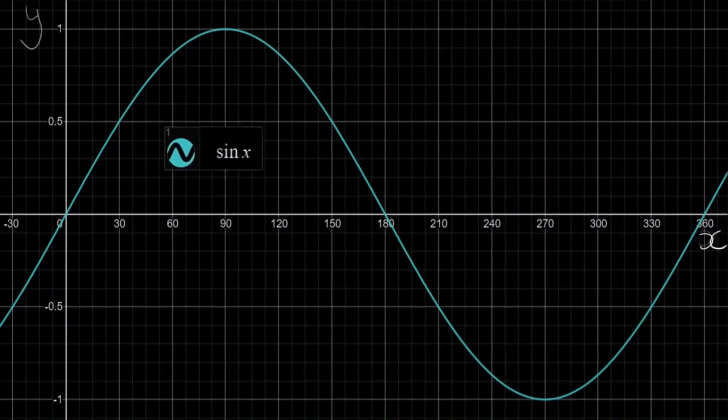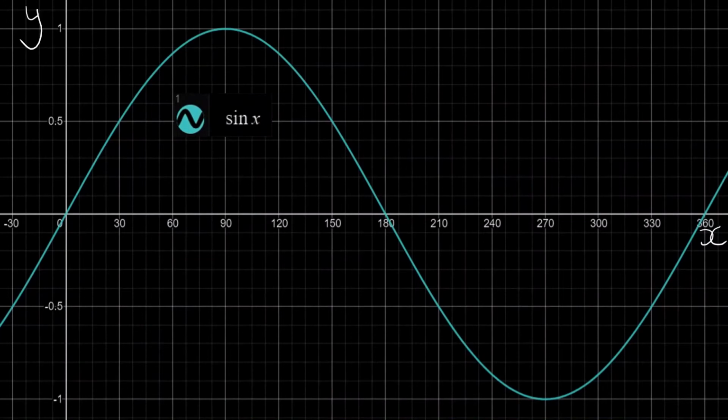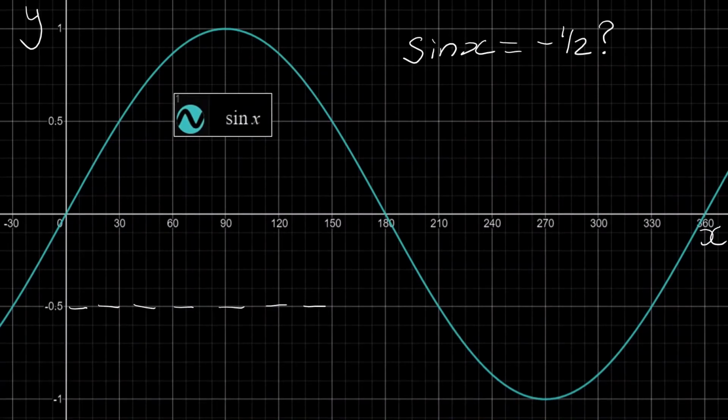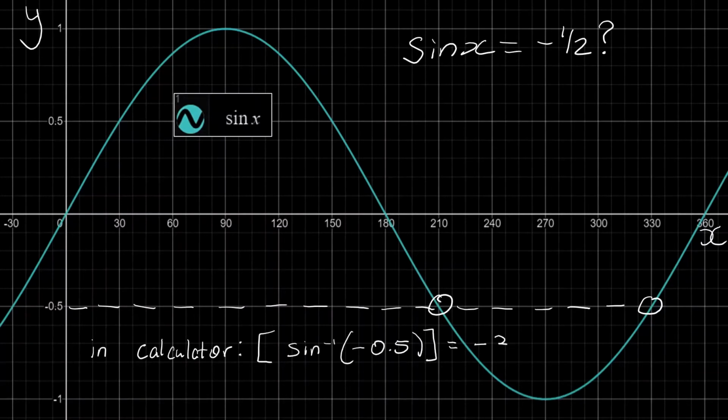And furthermore, if we try and work out where sine x equals negative a half, so we'll go along from negative a half, we can see that again there's two answers. But if we put in our calculator inverse sine of negative a half, what do we get out? We get out that it's equal to minus 30 degrees, which isn't even between 0 and 360. So how's that happened? Well, it's actually gone backwards and found where it intersects the graph here. But this answer isn't useful to us. When we're solving these questions, we want answers between 0 and 360. So how do we get sensible answers?